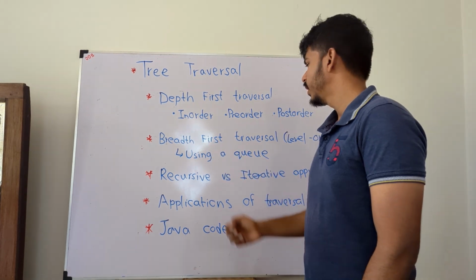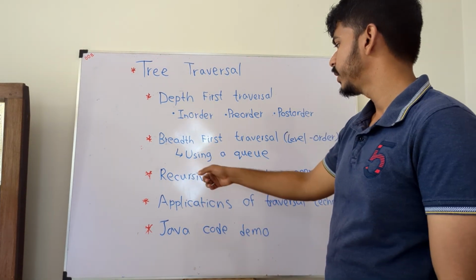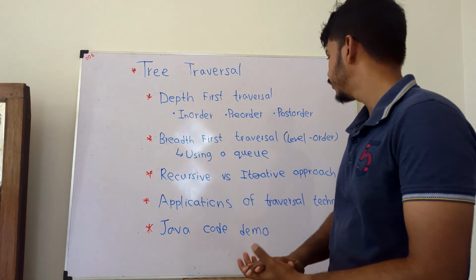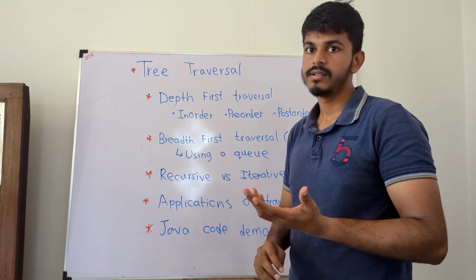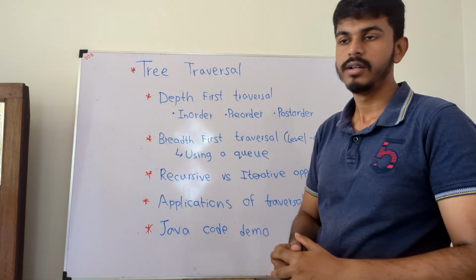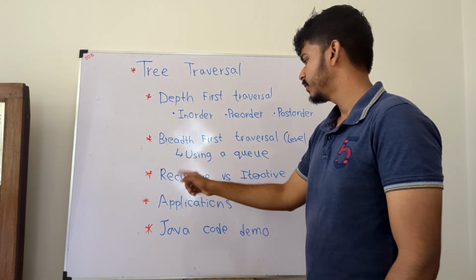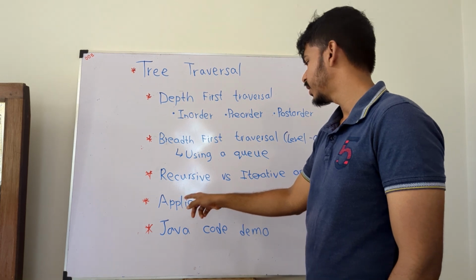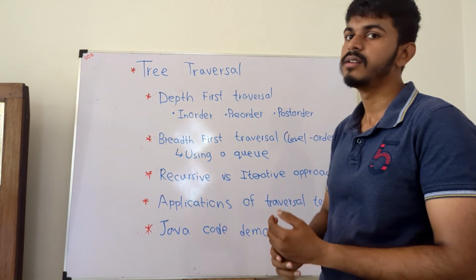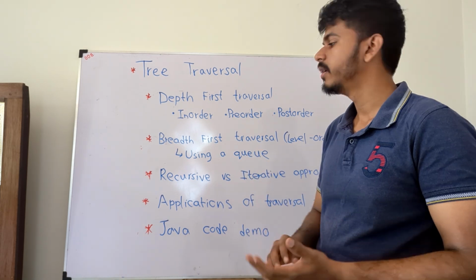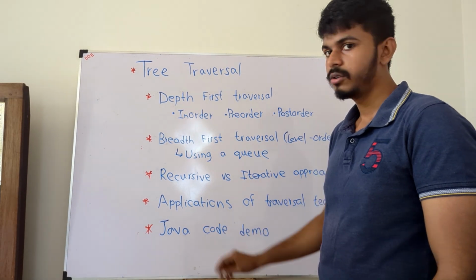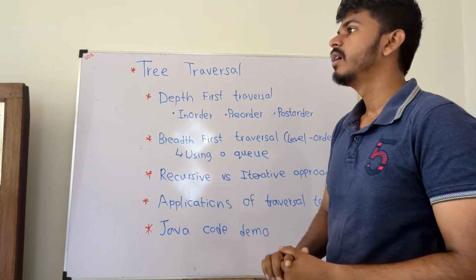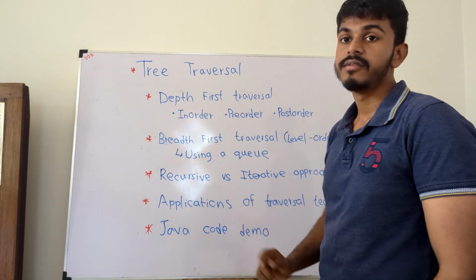In that we are going to be talking about how we can do the breadth first traversal using a queue. After that we are going to be moving into recursive versus iterative approach, which is going to be done using Inorder traversal with Java code. Then after that I'm going to give you a brief explanation on applications of different traversal techniques, where we are using them. Then after that we are going to be doing a Java code implementation of these DFS traversal methods.